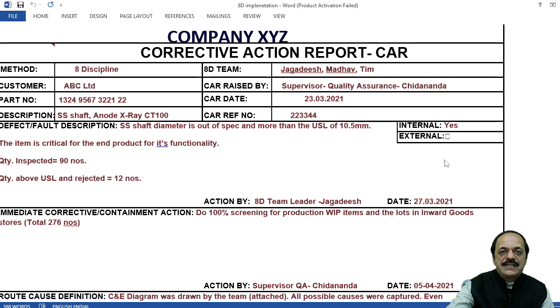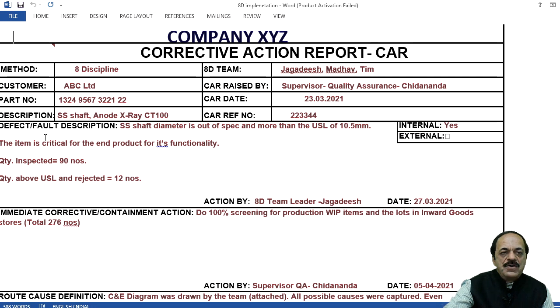Method used 8D. 8D team was formed. As usual, the customer is mentioned here so that any clarification, it is easy to quickly approach them. Part number affected, what is the description of the part, SS shaft, anode, X-ray, CT 100, what is the corrective action report date, what is the corrective action document number, whether it is external or internal is written here.